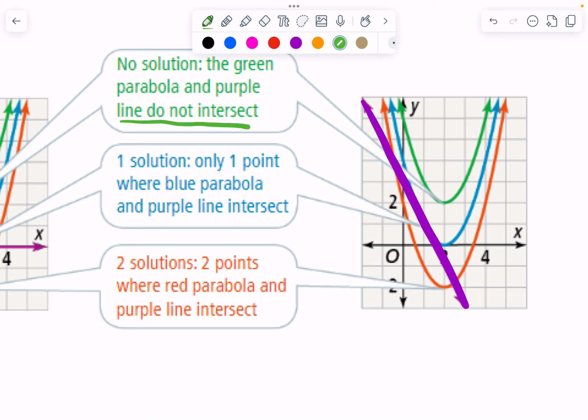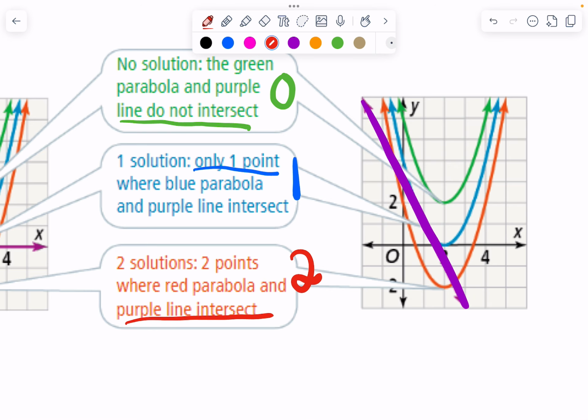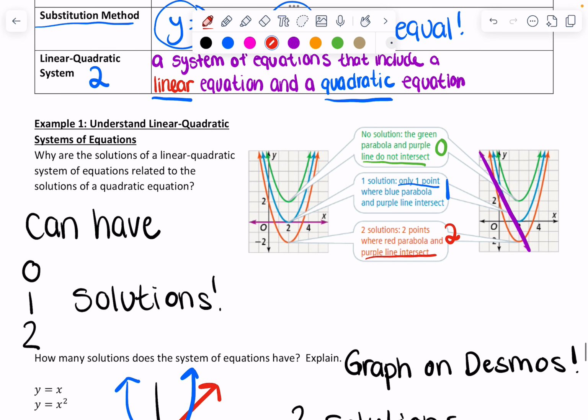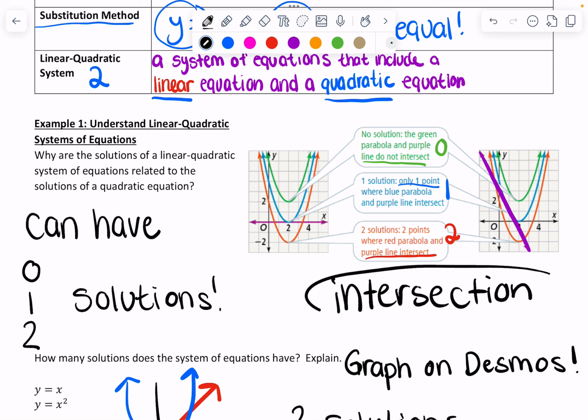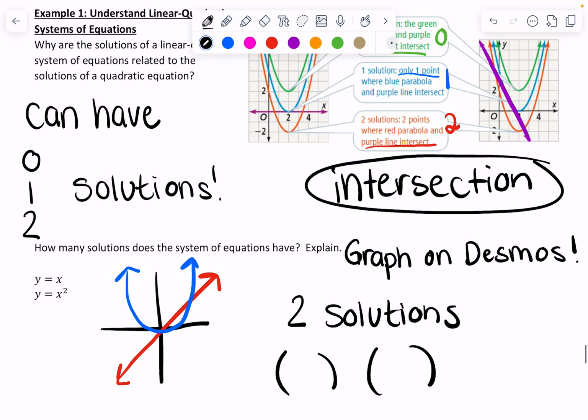We can have no intersection that indicates 0 solutions. We can have one intersection point that is equivalent to 1 solution. And we could also have places where we intersect at 2 points, and that will indicate 2 solutions. So today, you guys, we're looking for intersection points. This is the first lesson where we are taking a break from x-intercepts. We're looking for where these two equations are going to cross each other, and those will be our solutions.